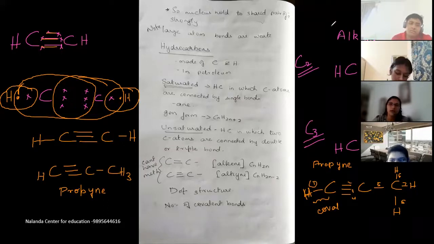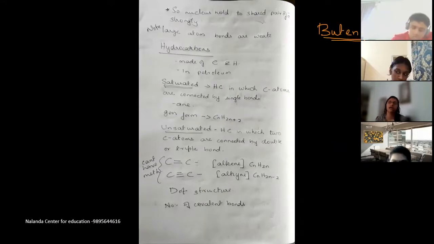Can you all try the number of bonds in butene? We'll do one more, this one. Okay, butene. Try doing it. Number of covalent bonds in butene. Draw the structure first.